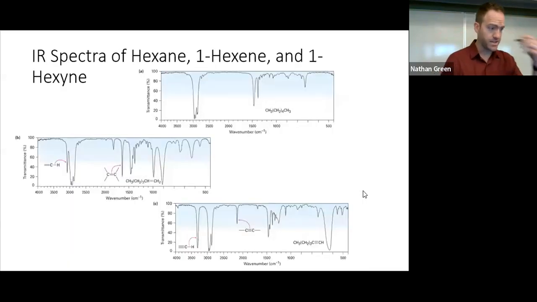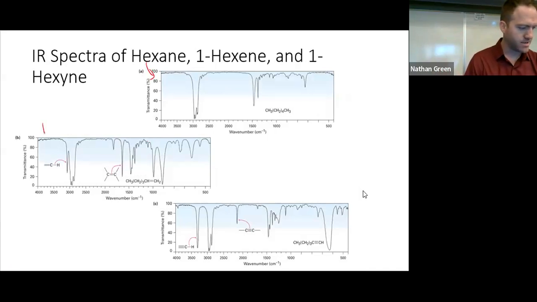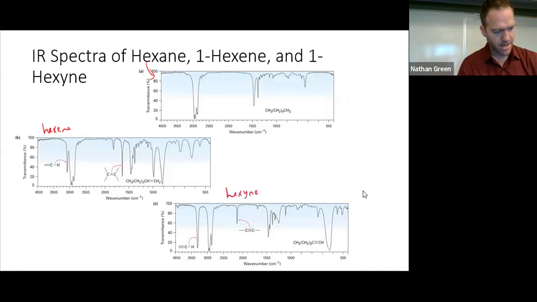Here's an example of that. So this is hexane, this is hexene, this is hexyne. Now, what I want you to do is focus just here at 3000, because this line at 3000 is super important. Just at 3000, what's there? Some peaks to the right. So they're a little bit below. Those are CH bonds that are sp3 hybridized.